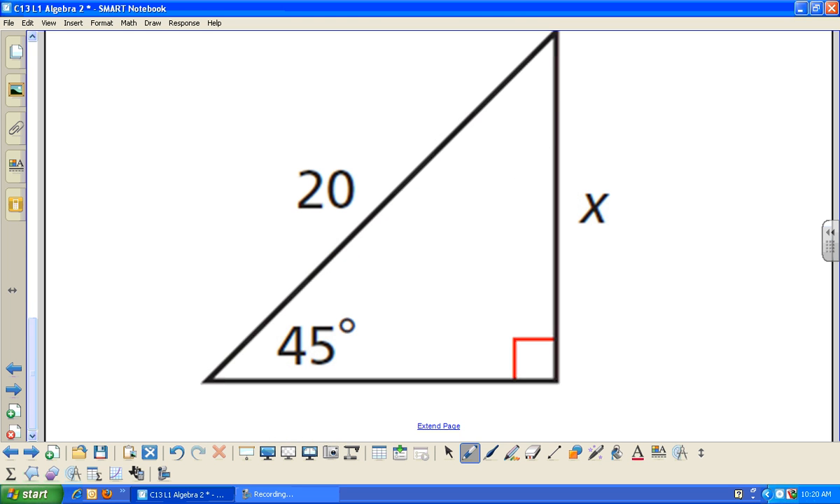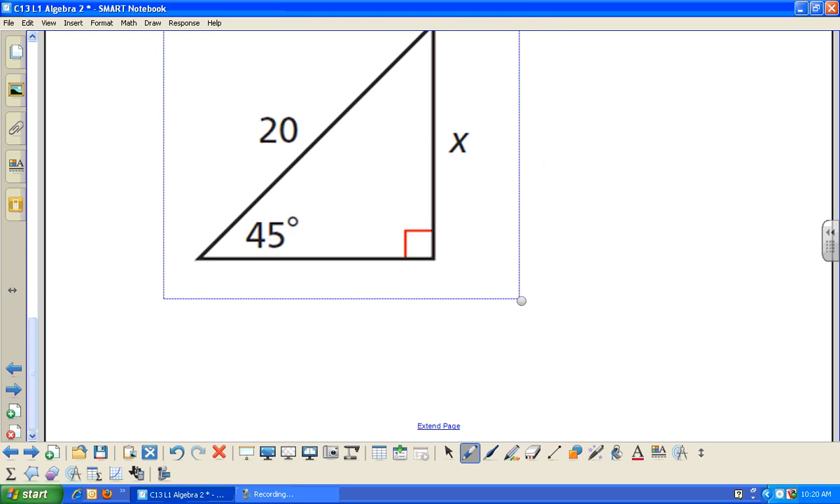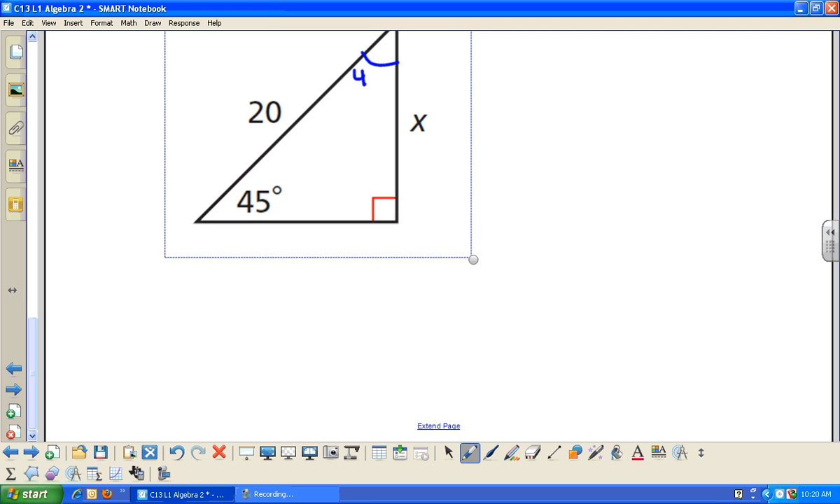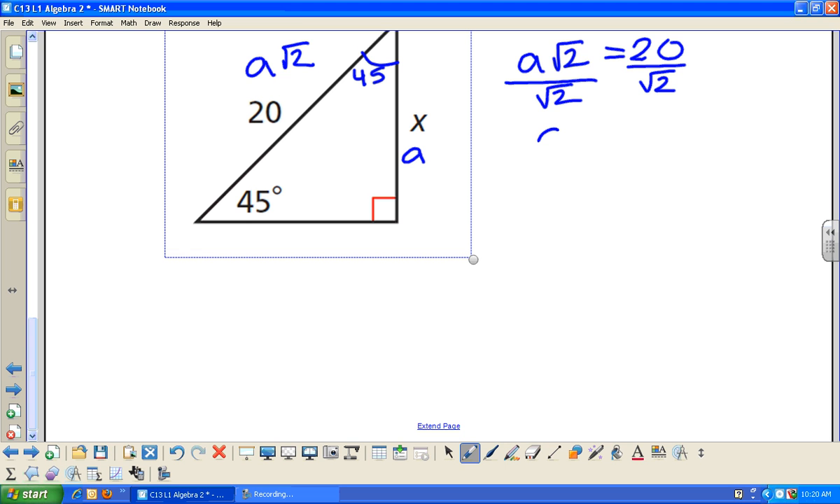Here, if I have a 45 measurement, that means both angles are 45. So this would be like my A, and this would be A square root 2. So if I'm looking for A, I know A square root 2 is equal to 20. So I divide both sides by square root 2. A would be equal to 20 over square root 2. You typically do not leave square roots on the bottom of a fraction. So what you do is multiply by square root 2 over square root 2. This is the same thing as 1. Anything multiplied by 1 is always the same answer.